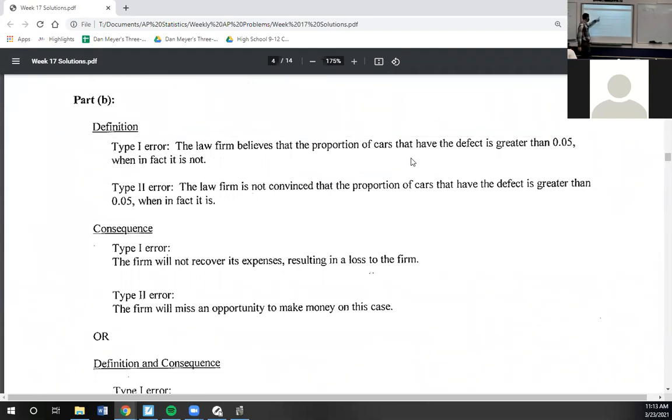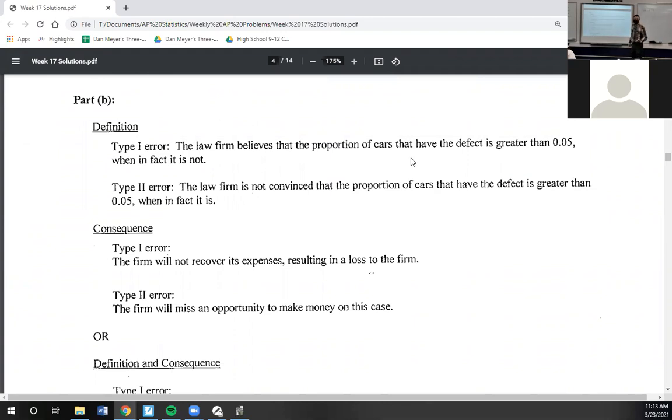Type 1 error. The firm believes that the proportion of cars that have the defect is greater than 0.05 when in fact it is not. Consequence: the firm will not recover its expenses, resulting in a loss to the firm. That's rejecting incorrectly, concluding the alternative when you shouldn't.